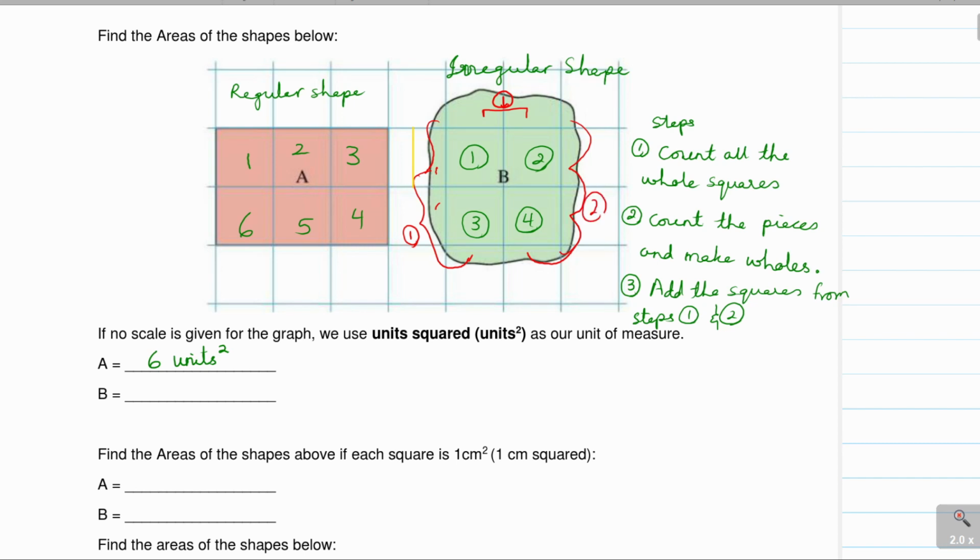So that's another whole. So now step 3 says to add what we get from step 1 and step 2. Okay. This is a 1 here. Alright, so this is one whole here. So let's add them up. We have 4, 5, 6, 7. So 7 units squared. Alright, and this is how we find the areas of irregular shapes when it's on graph paper.